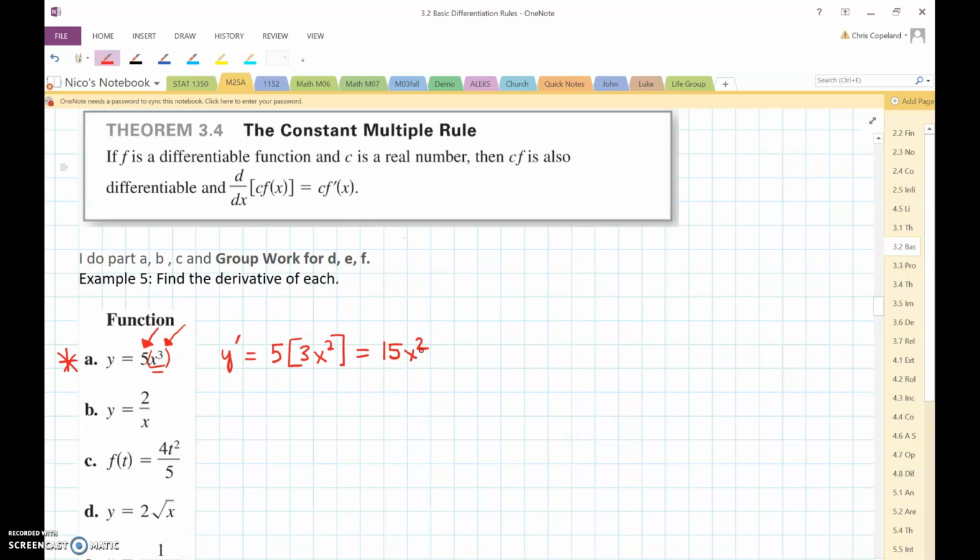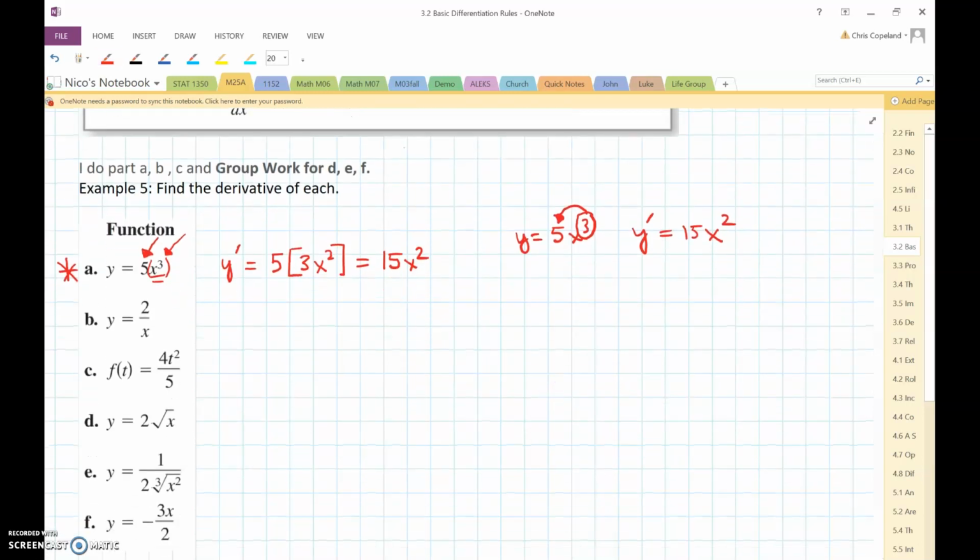Typically what I do, if I have a problem that satisfies this rule, when I find the derivative, I just take the exponent, multiply it by the leading coefficient, which gives me 15, and then I subtract 1 from here. So I just do it that way. Okay, let's do some of these. These are quick, so we can get through a lot of these.